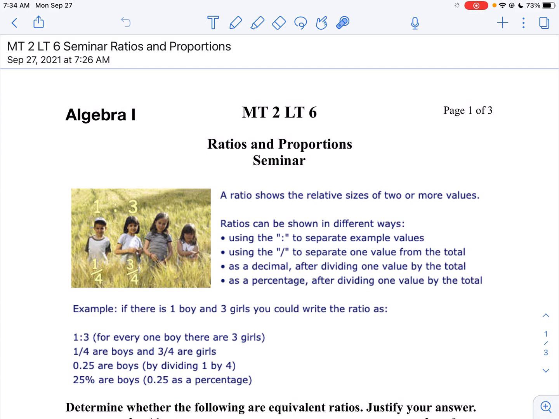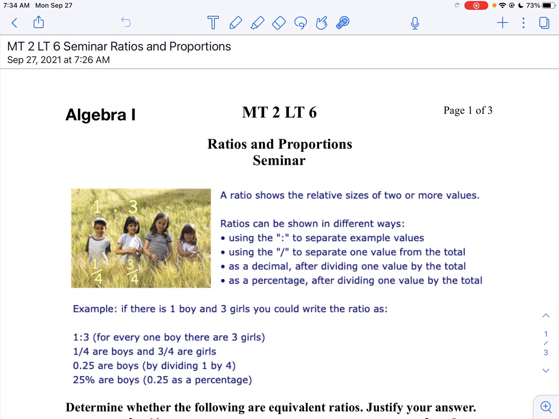A ratio shows relative size of two or more values. The important thing about a ratio, they have to have the same units. If they don't have the same units, then you have to have units in them, and that's called a rate. That's the only difference. So a ratio is just a comparison of two numbers.